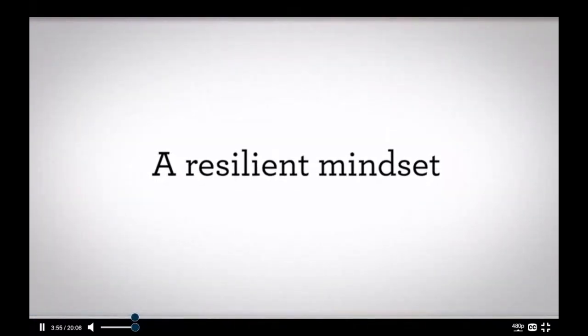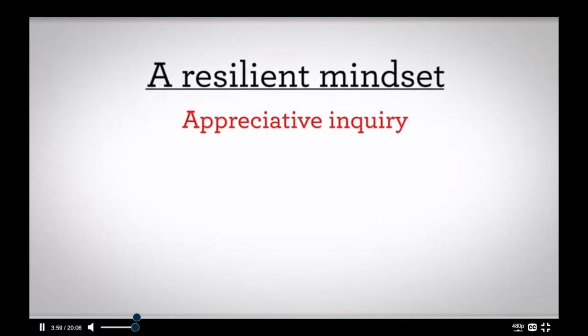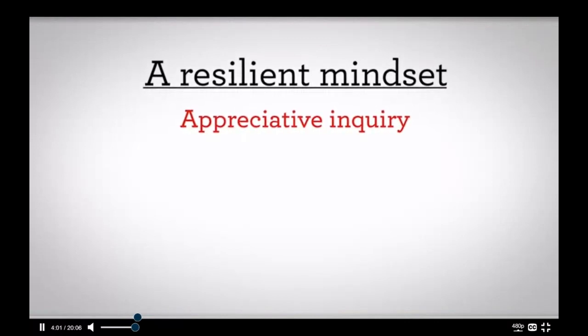And so, giving you some ideas to think about, some things we can implement in our own teaching strategies towards having a resilient mindset. First is the idea of appreciative inquiry.